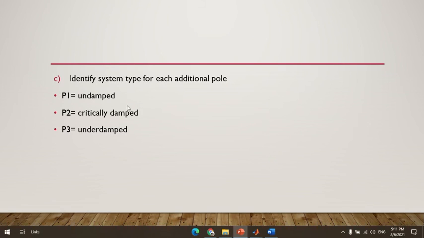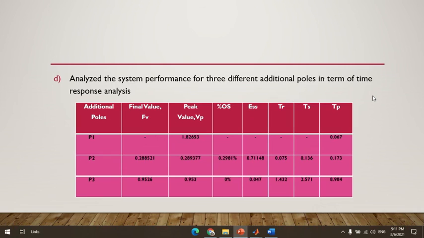Then for the third question, identify system type for each additional pole. And for the P1, we have ensured that the P1 is going the underdamped process. For the P2 is critically damped, and for P3 is underdamped. This is the result for the time response analysis.